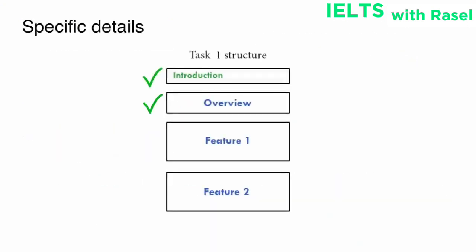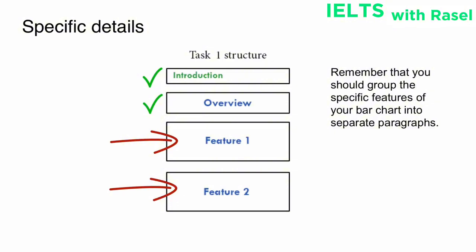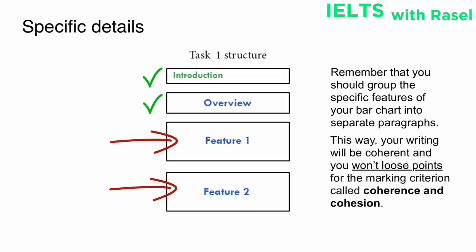And that's always the general overview paragraph. Now we have to provide specific details of our bar chart. Remember that you should group the specific features of your bar chart into separate paragraphs. This way your writing will be coherent, and you won't lose points for the marking criterion called coherence and cohesion.